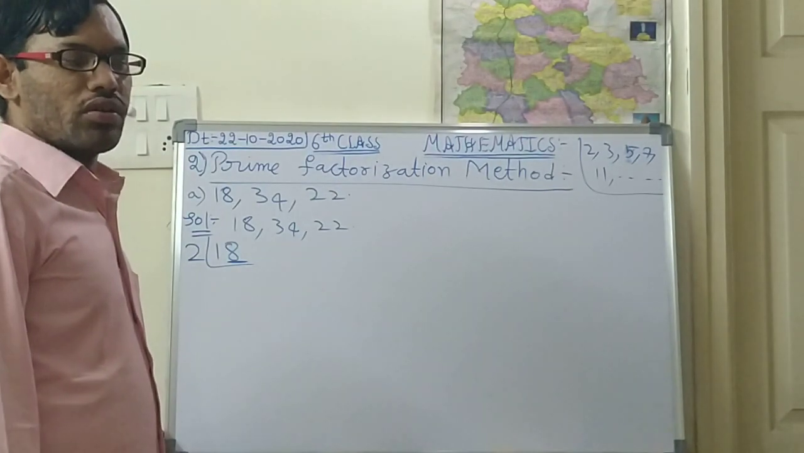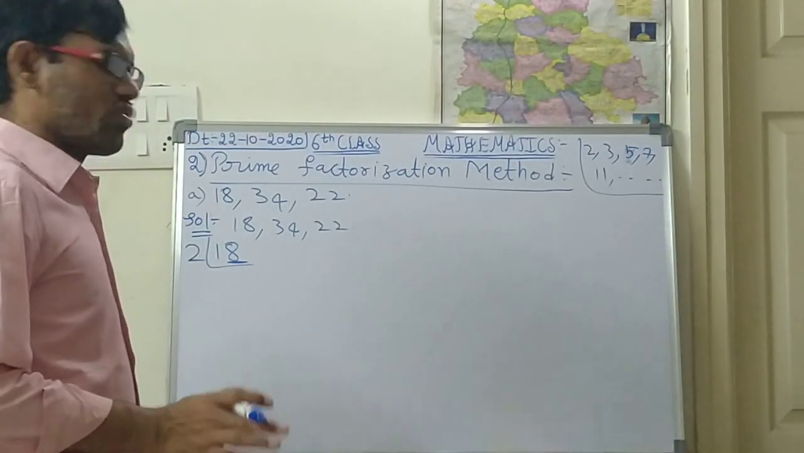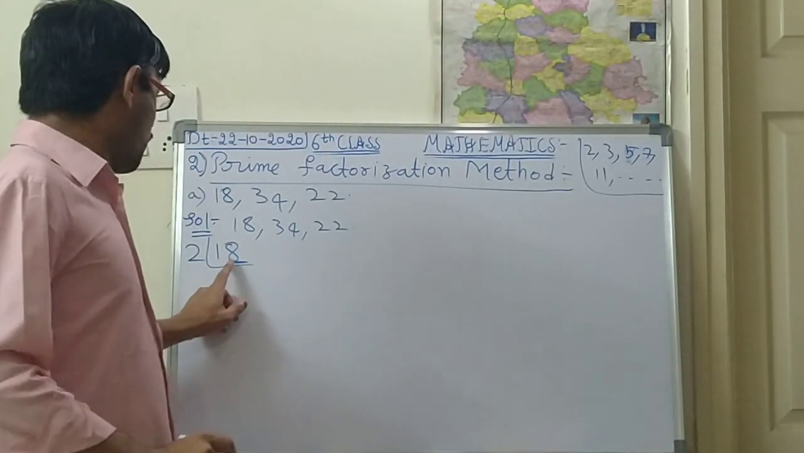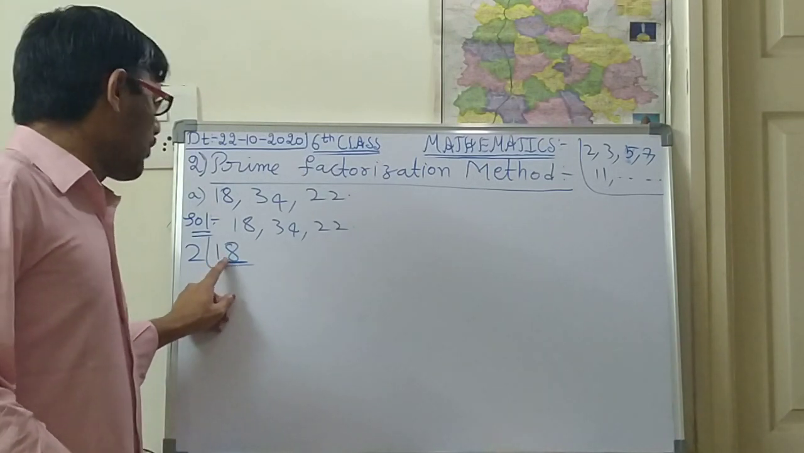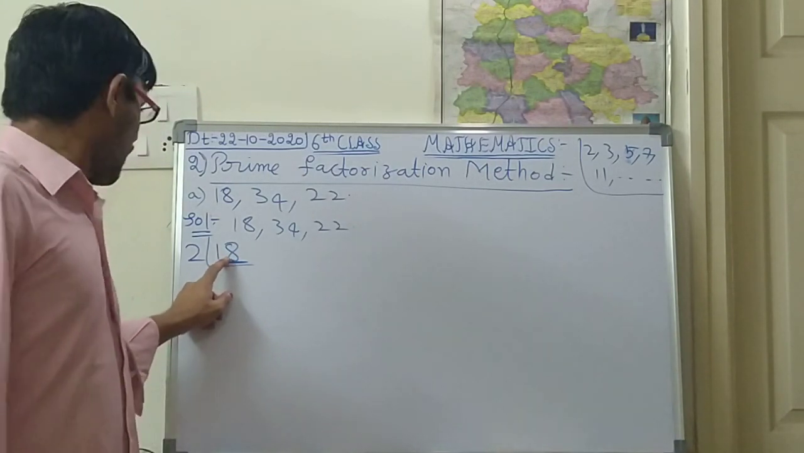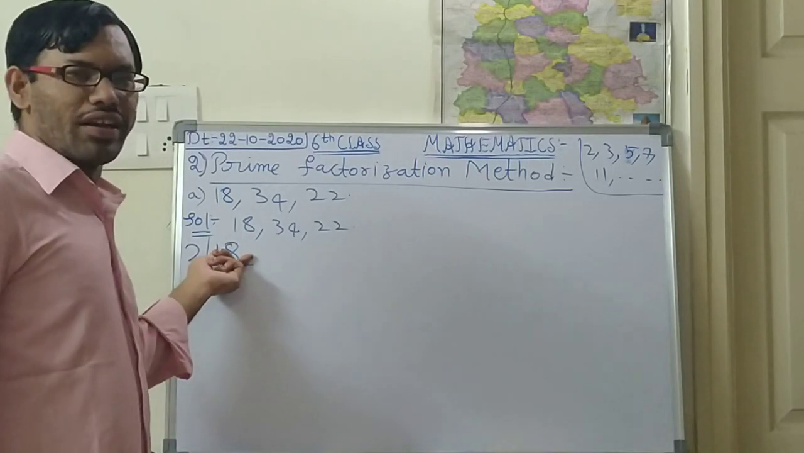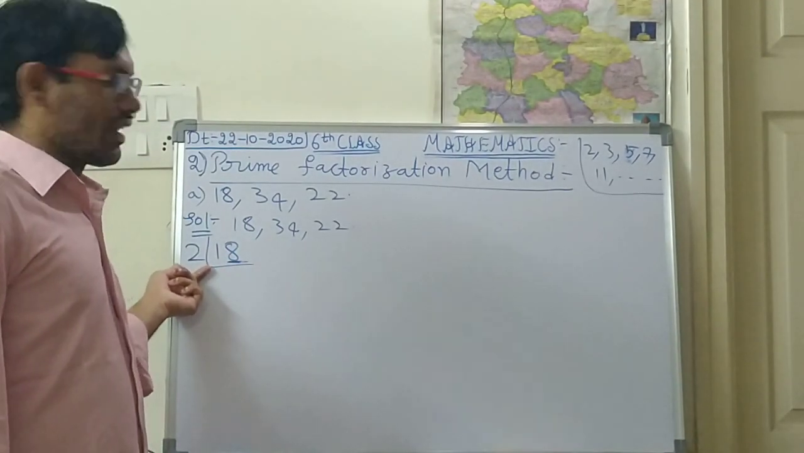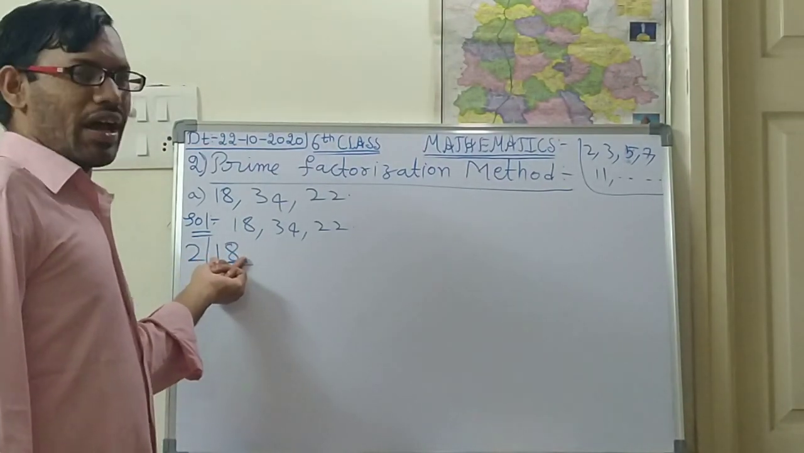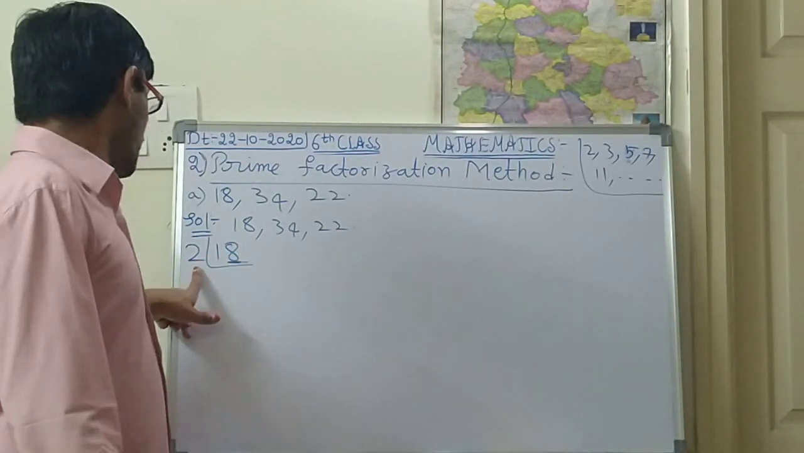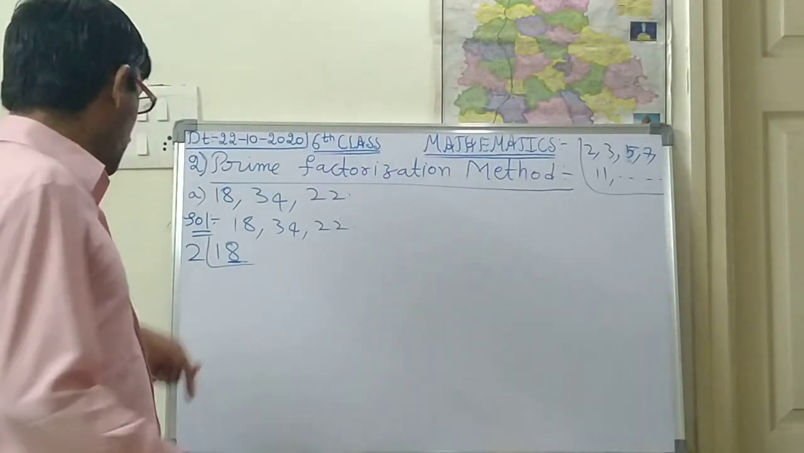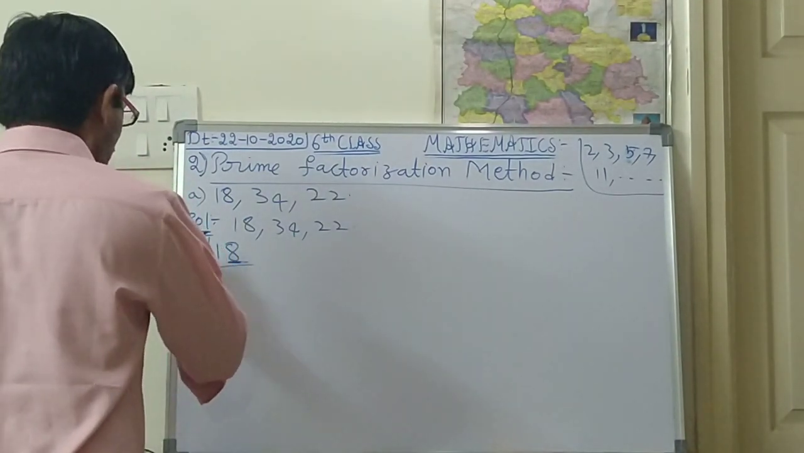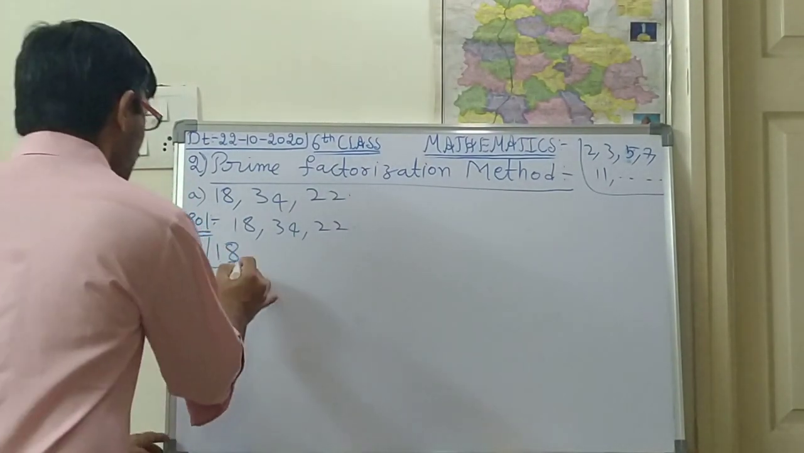If you want to take 3 instead of 2, no problem, because 18 is divisible by 3 also. You can take 3 first directly, because 8 plus 1 is 9, and 9 is divisible by 3. So instead of 2 you can take 3 also. But now I am taking 2 only.